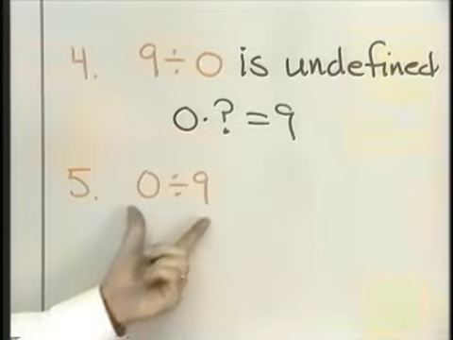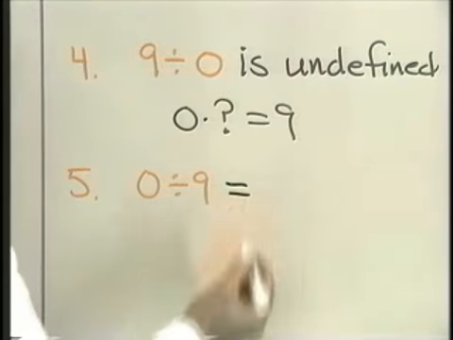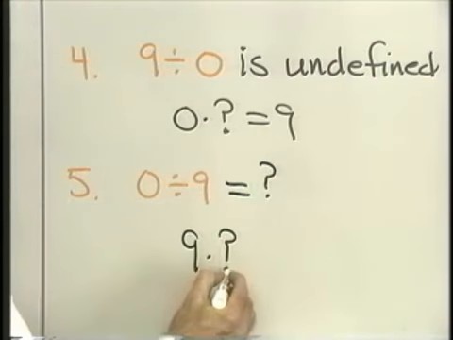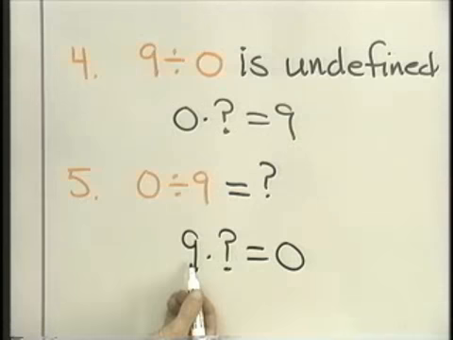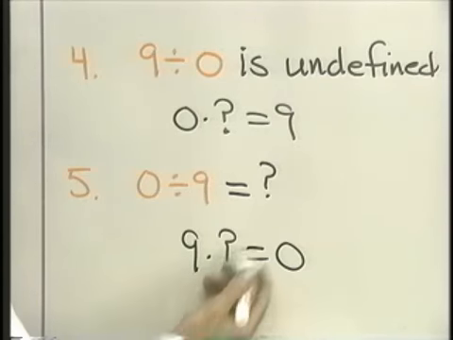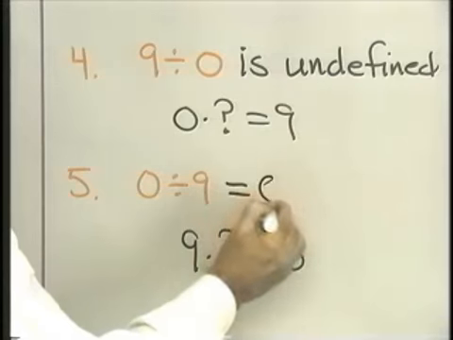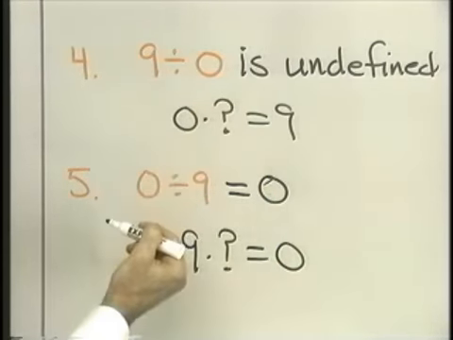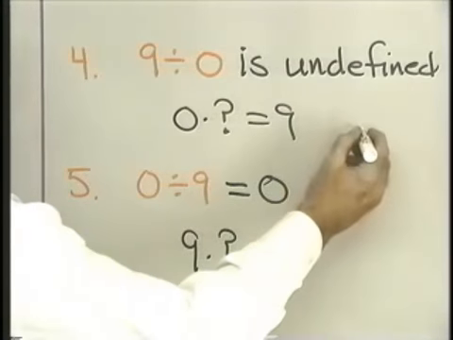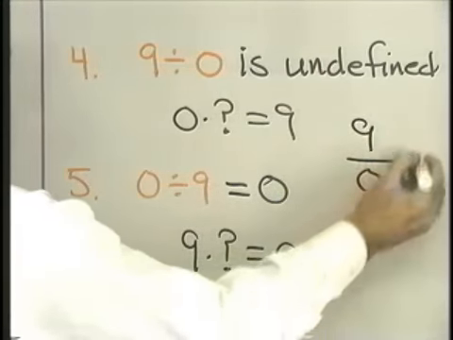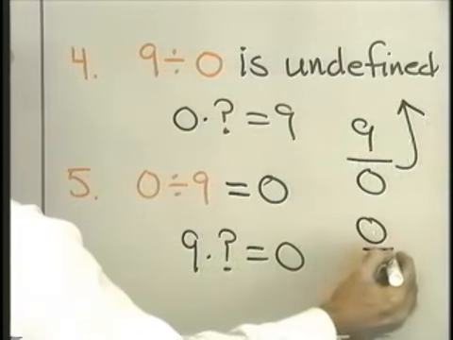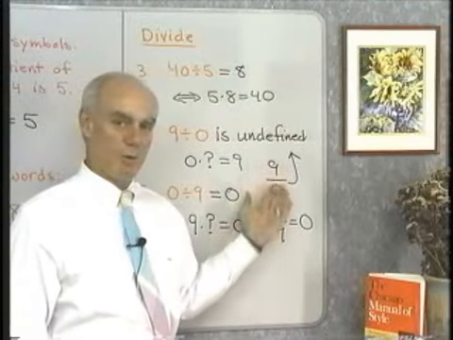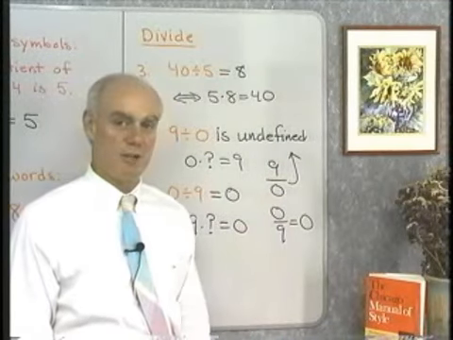On the other hand, 0 divided by 9, well, whatever that number is, it has to be such that 9 times it gives me 0. Well, what do I multiply by 9 to get 0? The answer is 0. So 0 divided by 9 is 0. 9 divided by 0 is undefined. If I wrote those in fraction form, 9 over 0, that's undefined. 0 over 9, that's equal to 0. So we can't divide by 0. Later when we work with fractions, we'll say we can't have 0 in the denominator.